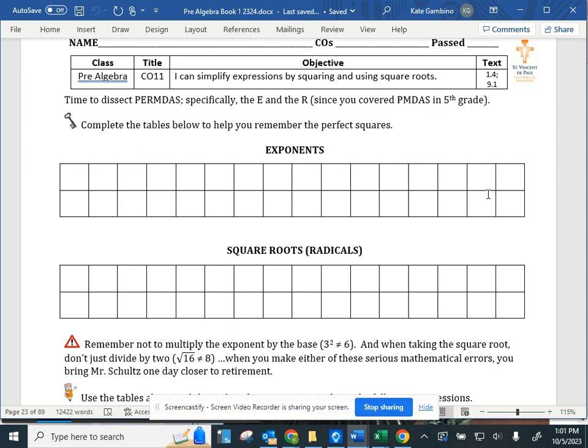Today, CO11, I can simplify expressions by squaring and using square roots. So when we talked about PERMDAS, squaring is an exponent. The square root, what is the opposite of squaring? Who remembers what mathy word I used for the R in PERMDAS? Emerson? Radicals. The R in PERMDAS is a radical. The opposite of squaring is finding the square root.